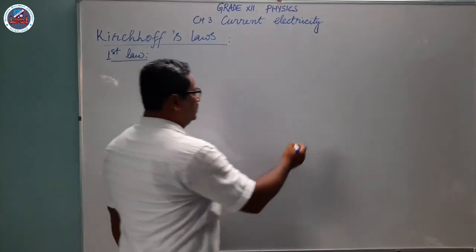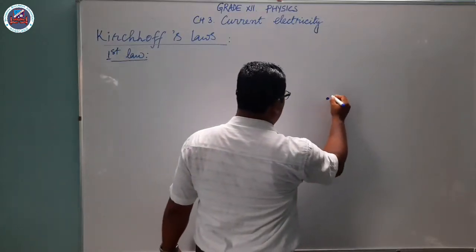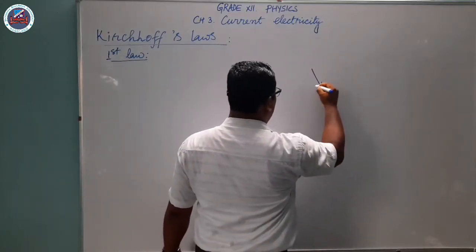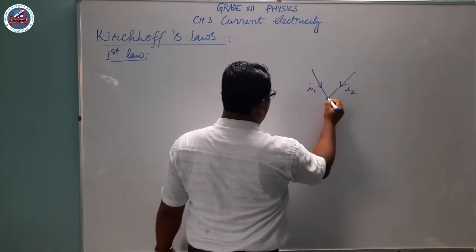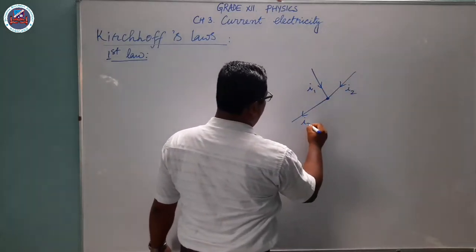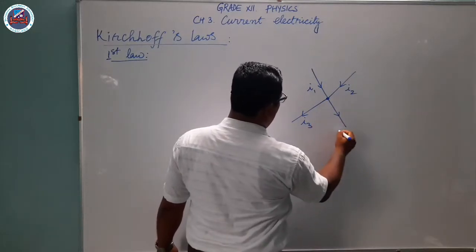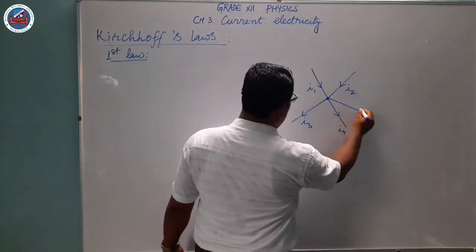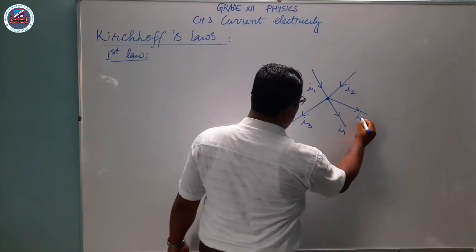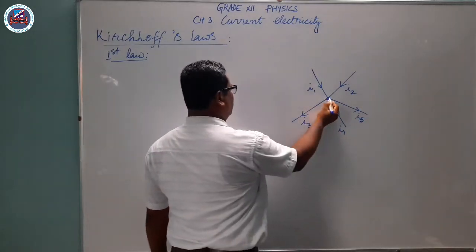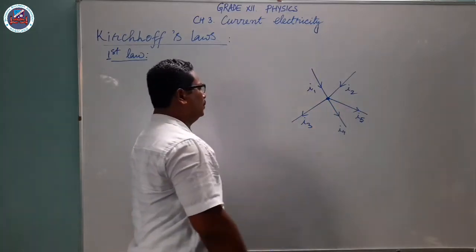The net current across a junction, suppose this is I1, this is I2, this is I3, this is I4, this is I5. The algebraic sum of all the currents meeting at a point is 0.